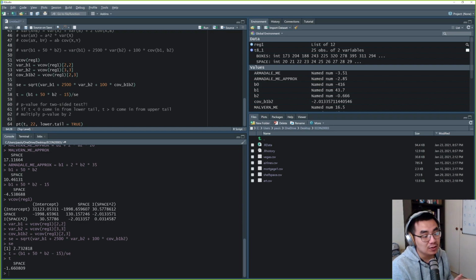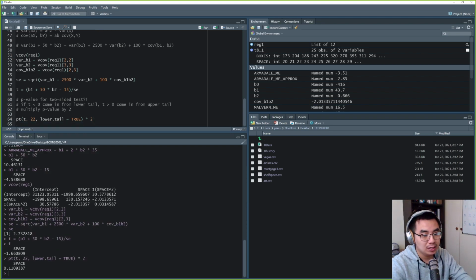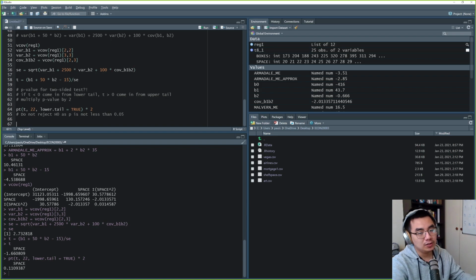If t is less than 0, you come in from the left, so this has to be true. And you multiply by 2 because it's a two-sided test. So this is your two-sided p-value, 0.1109. So you do not reject the null, as p is not less than 0.05. That's your conclusion.